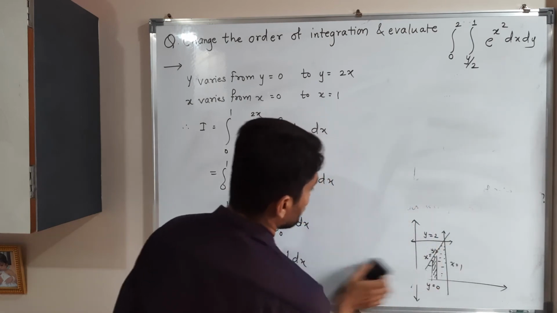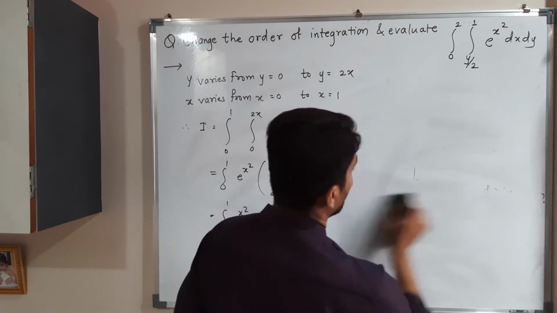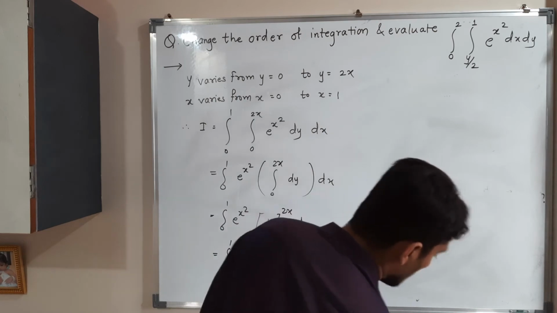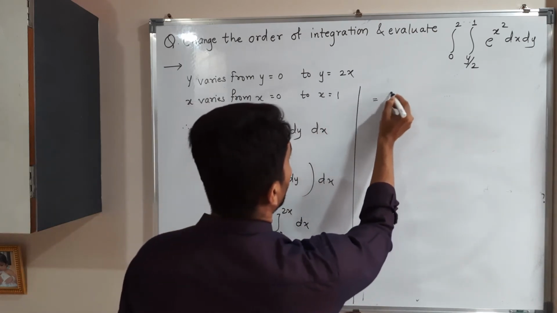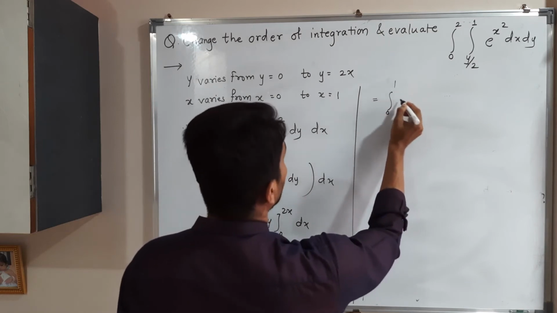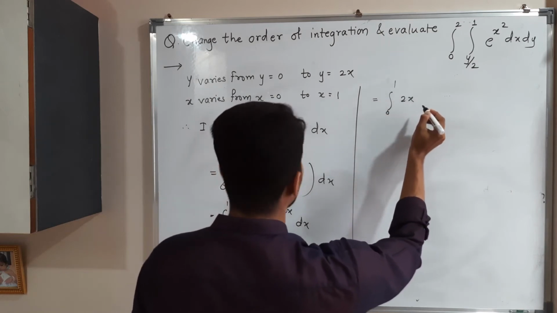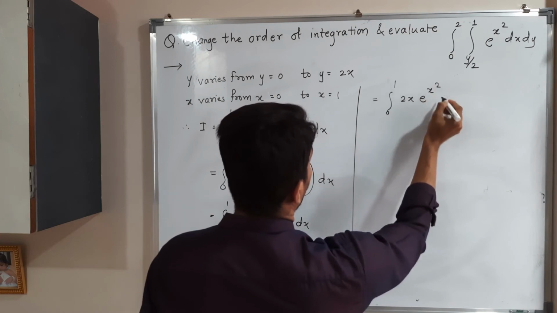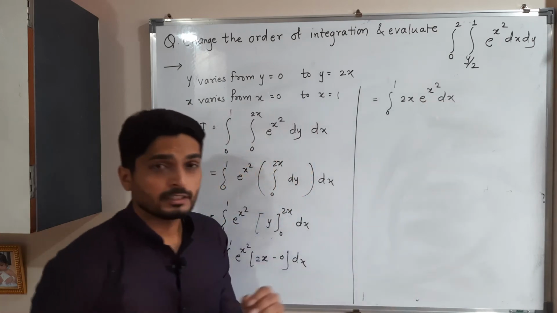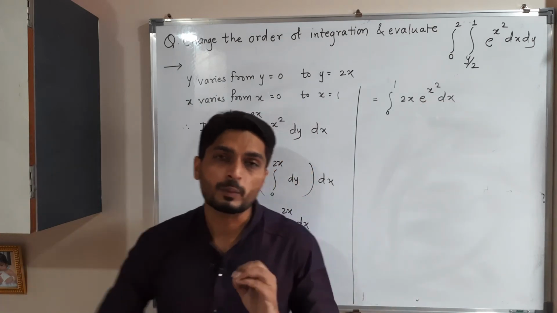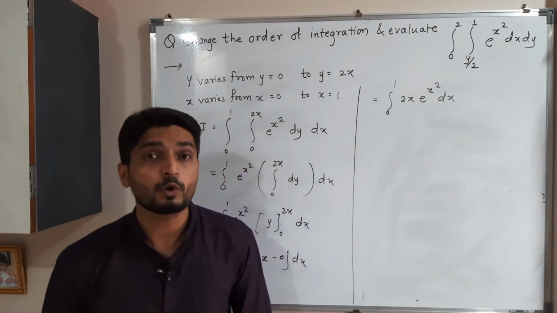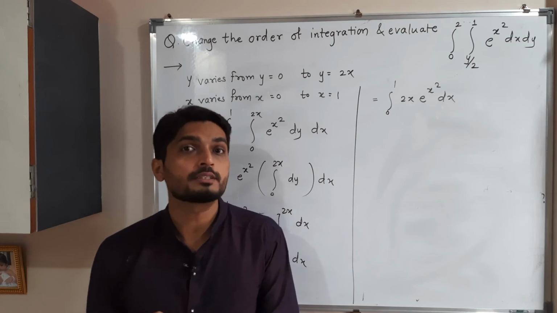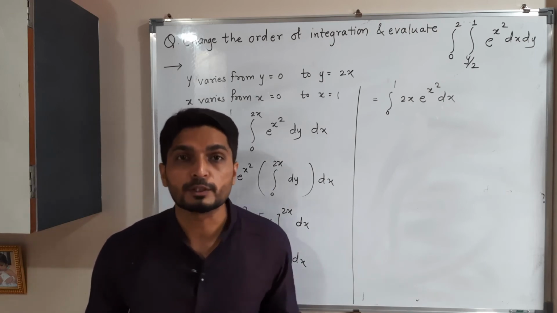Okay, so the diagrams are removed. I will solve here. So we simply have integration 0 to 1 2x e raised to x square dx. Actually, if e raised to x is there, we can easily solve the problem, but we have e raised to x square. The problem is a little bit complicated, so we cannot solve it directly just by using the formulas of integration.